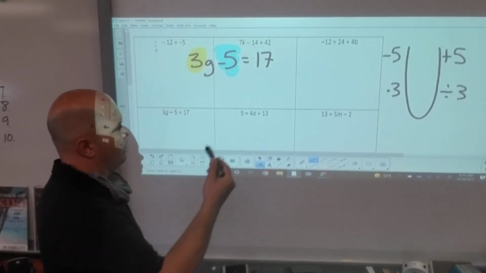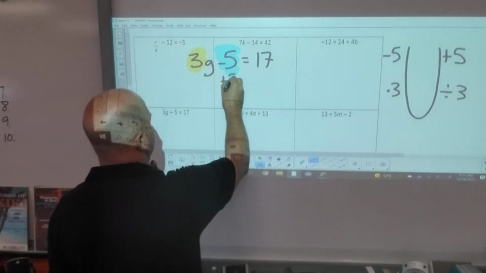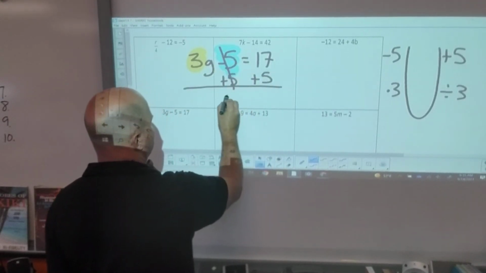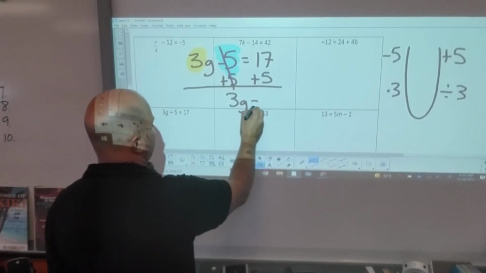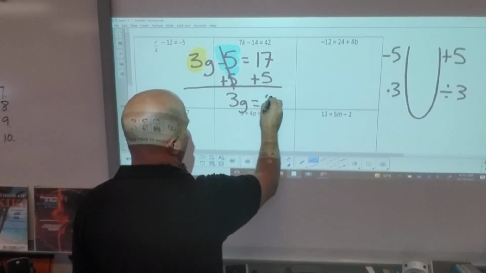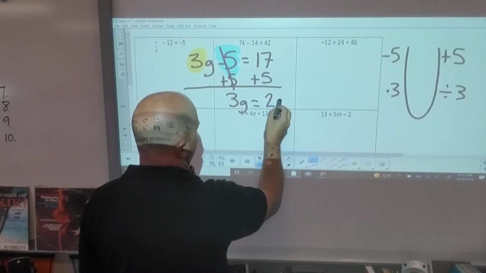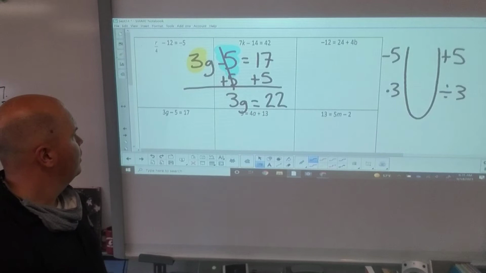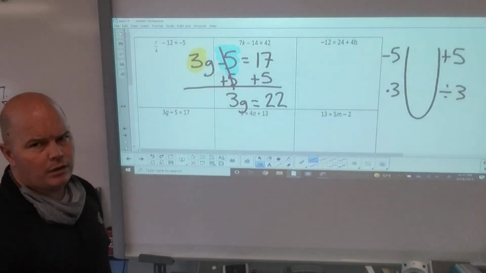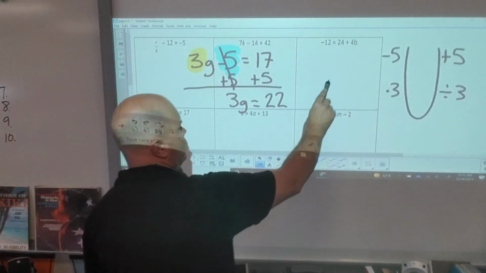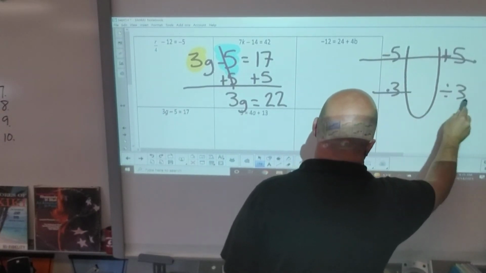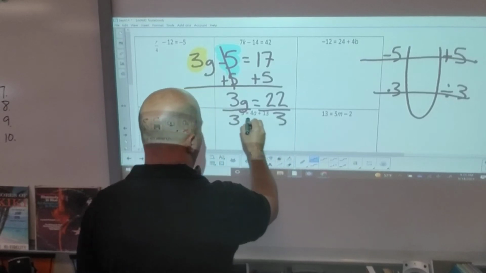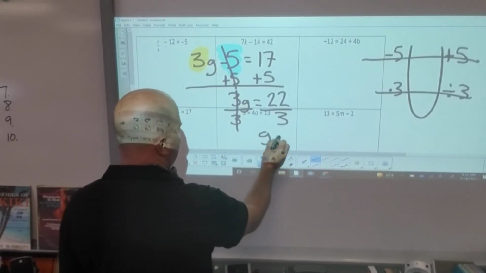Okay, I'm going to start with my plus 5. Plus 5, plus 5. This is going to cancel. And now I'm left with 3g over here. 17 plus 5 is 22. Now from here, all I have left to do is I just need to do my division. So I'm going to go divide by 3. Divide by 3. That cancels out.